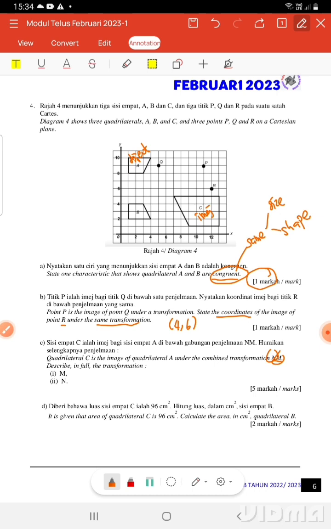But before the enlargement, if you see here, you already have B there, right? So B is there to help you. Besides question A, B here is also to help you find out what happened first. So what happened for M? Here A undergoes a transformation, reflection at the axis.